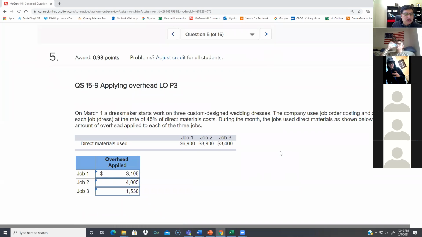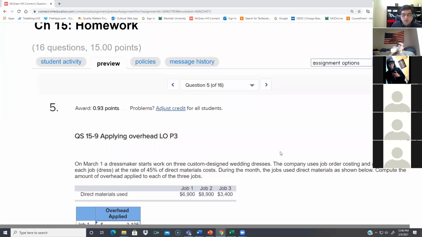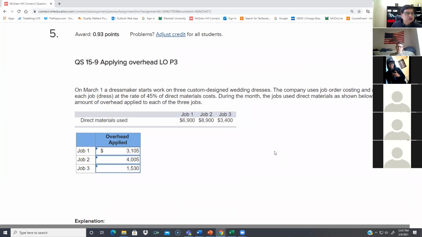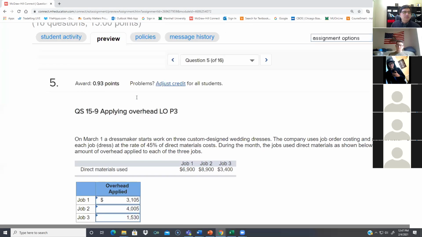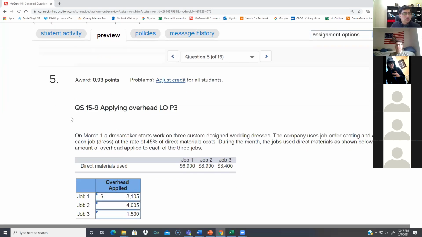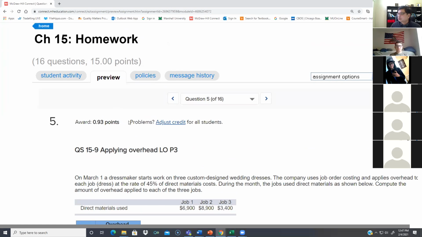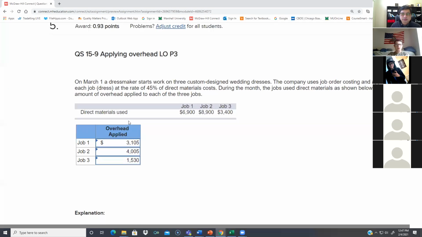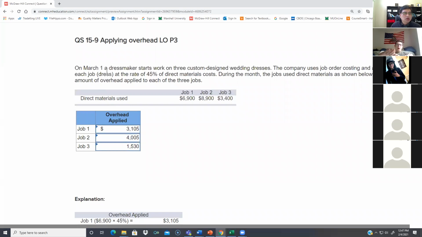So I'll show you another example. This is problem number 5, chapter 15 from your homework. Can you all see this, please? Yes, we can. Okay, at any point of time you're not able to see it, you have to let me know that.